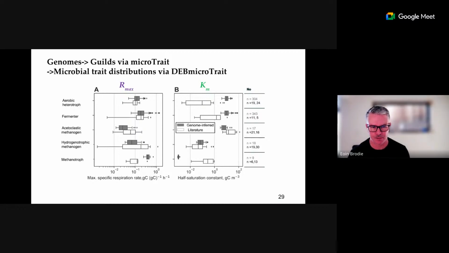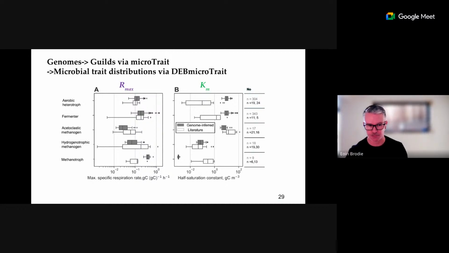The white bars show what we would get from literature. Now, remember, any models that are microbe explicit have to get their parameter values from somewhere. All of those come from observations. That's the white bars. Those observations are made using organisms that grow in the lab.